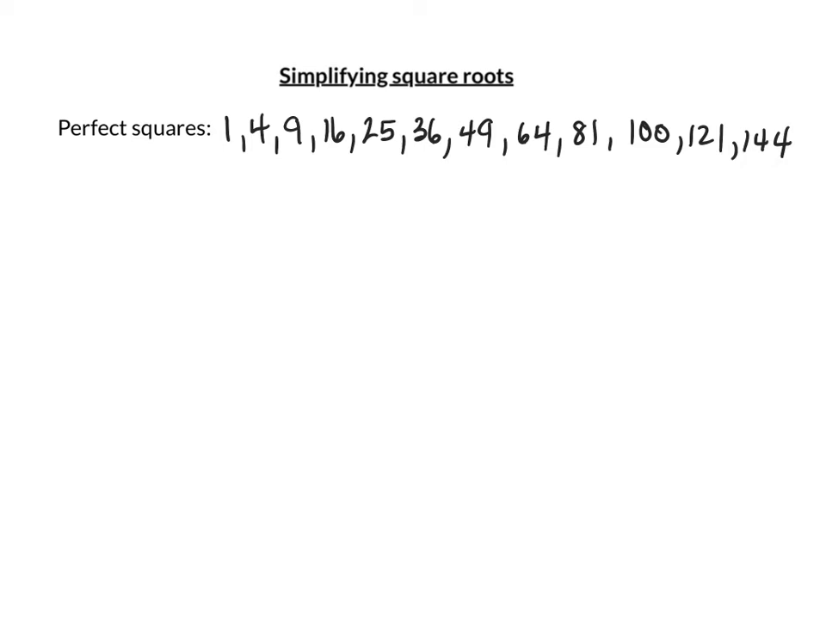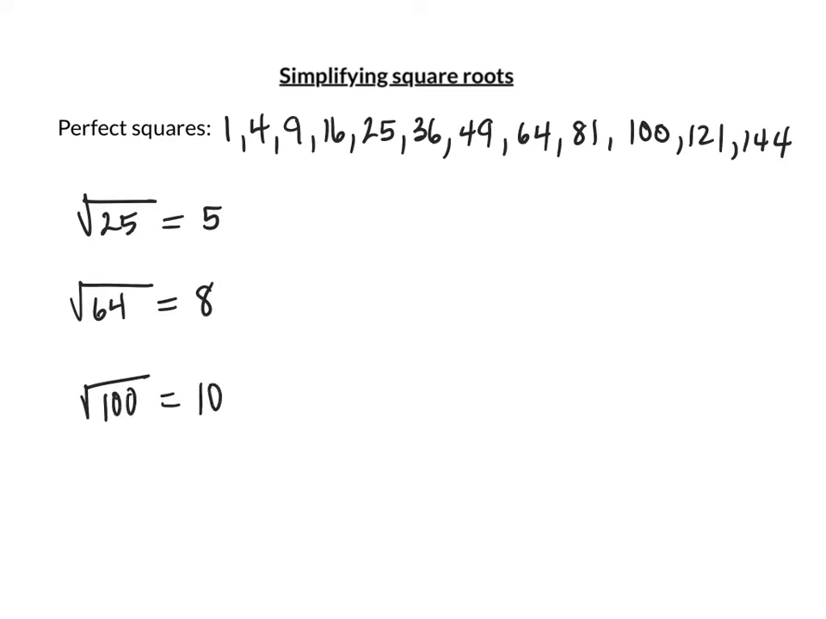Any of these numbers, when I take the square root, I get a nice answer. The square root of 25 is 5, because 5 times 5 is 25. The square root of 64 is 8, because 8 times 8 is 64. The square root of 100 is 10, because 10 times 10 is 100.